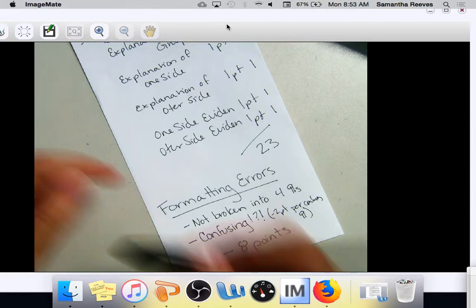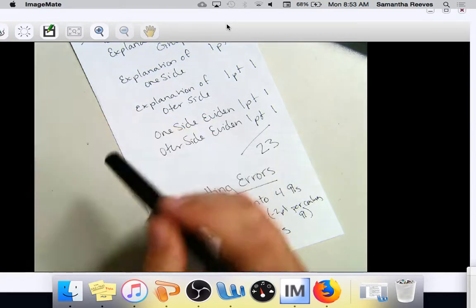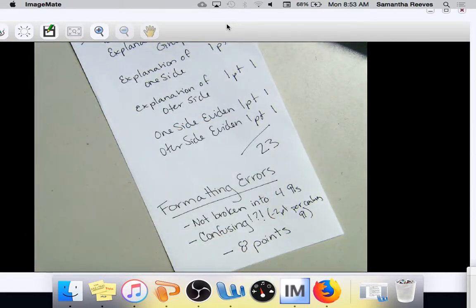So this thing right here, we take off 8 points. Is it harder to read or easier to read? It's harder to read. Do you write the score and then you do minus 8? Yeah. Then at the very top, I want the score with minus 8. So whatever it is, minus 8.